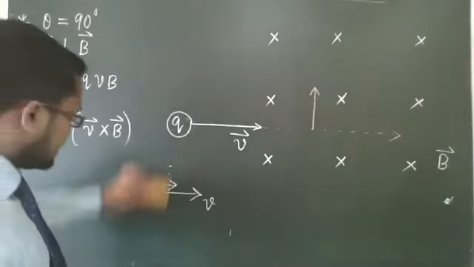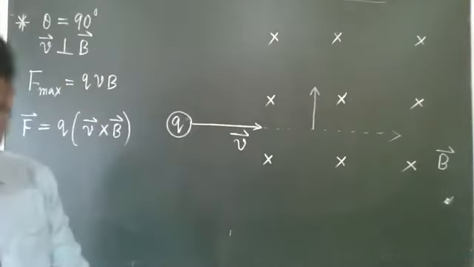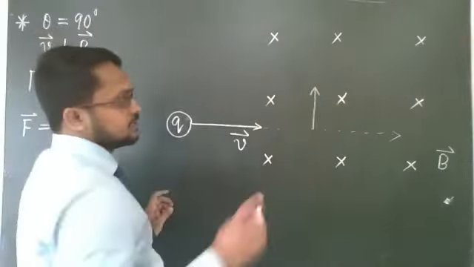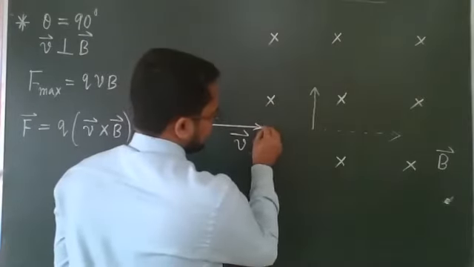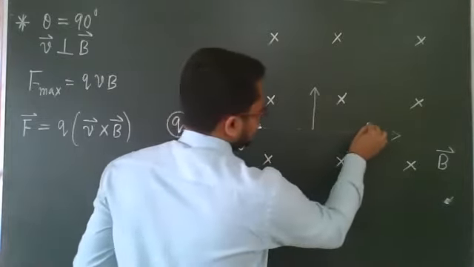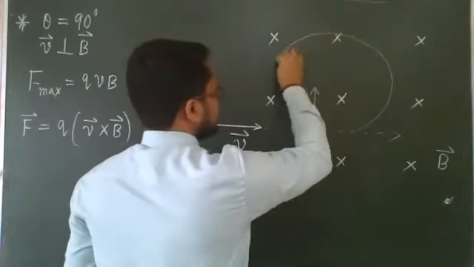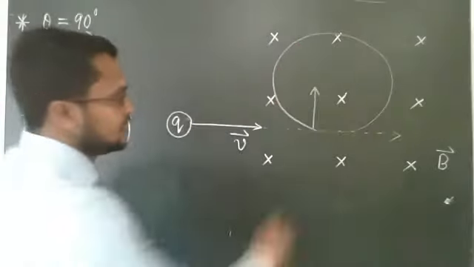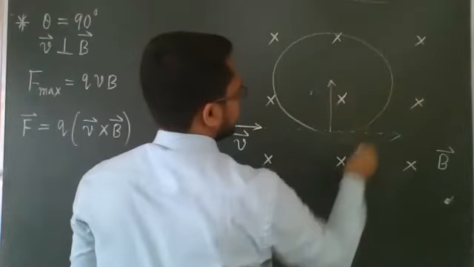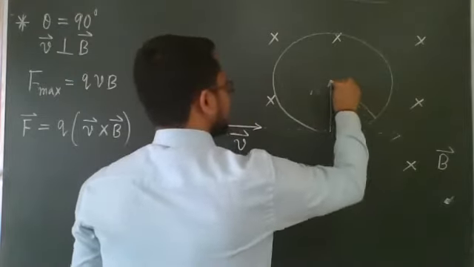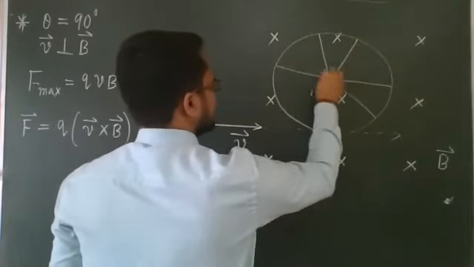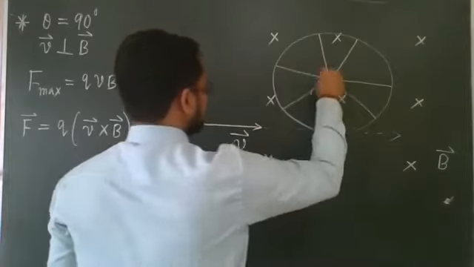So here the magnitude of velocity will not change, but a force is there, so something should change. What will change here? The direction of velocity will change, and as it enters the magnetic region, the force will act in this direction always. So it will experience a force and move in a circular path. At any point, the force will act towards a particular point. That point is the center.